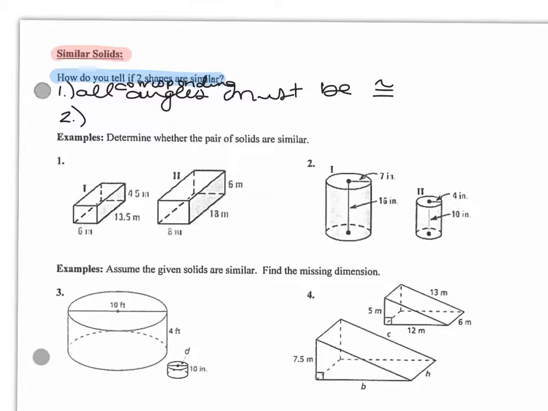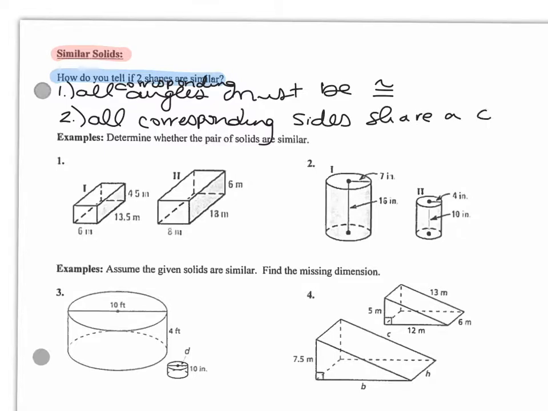And then the other piece is that all corresponding sides share a common ratio. When we talk about common ratio, that just means the same thing as a scale factor. So if there's a common scale factor, it's a common ratio. That common ratio is my scale factor or my similarity ratio. So if we look at these examples below, it says determine which pair of solids are similar.